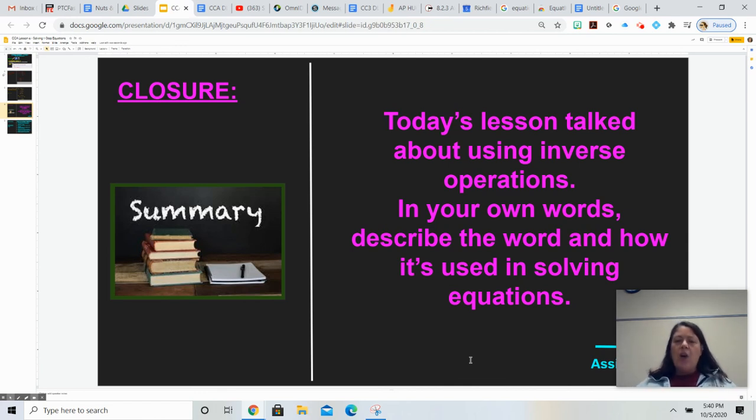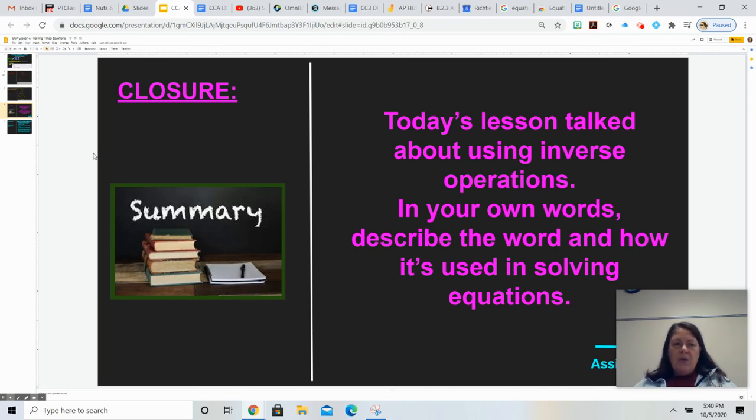So today's lesson talked about using inverse operations. In your own words, I want you to describe the word inverse or the phrase inverse operations, and how we use it in solving equations.